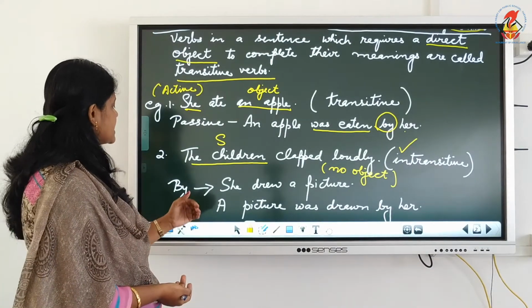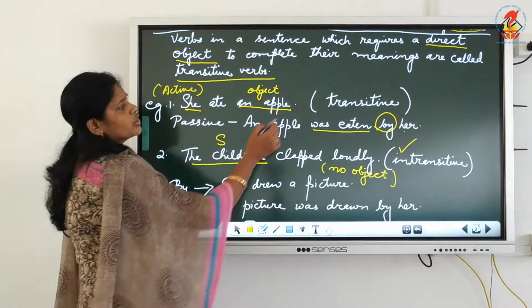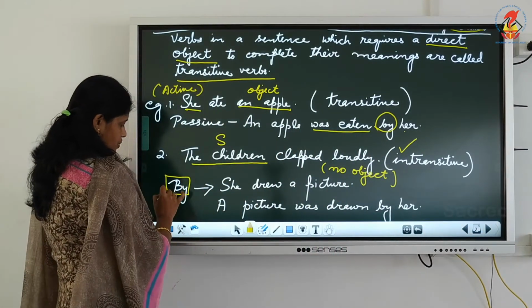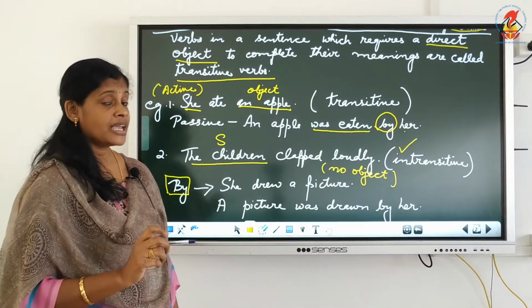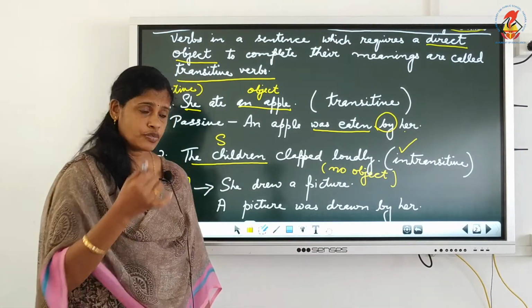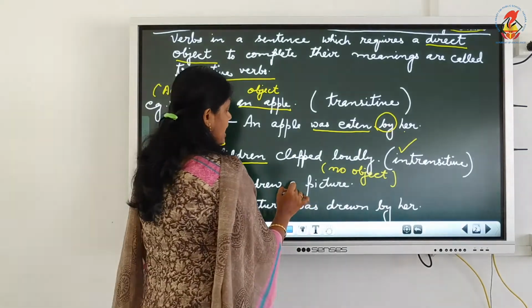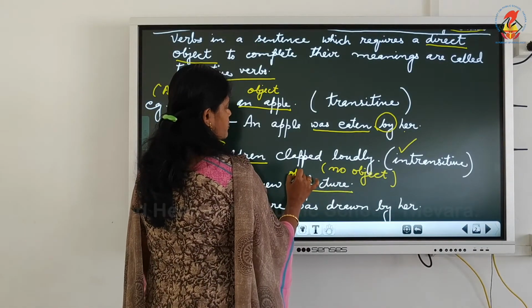Okay. In the next example, I told you children, we generally use the word by here. So see how the word by is used. We generally use the word by from active to passive voice. She drew a picture. In this sentence, she is the subject and a picture is the object.